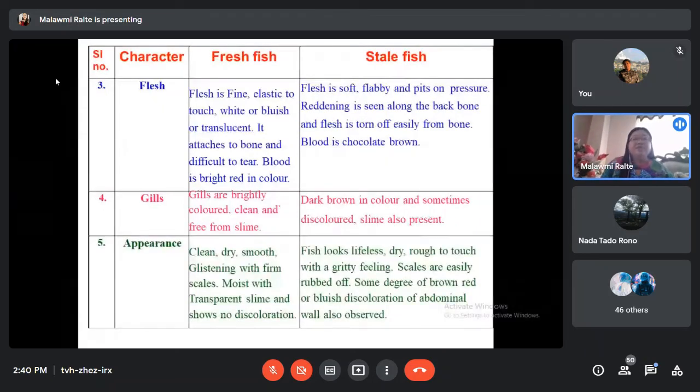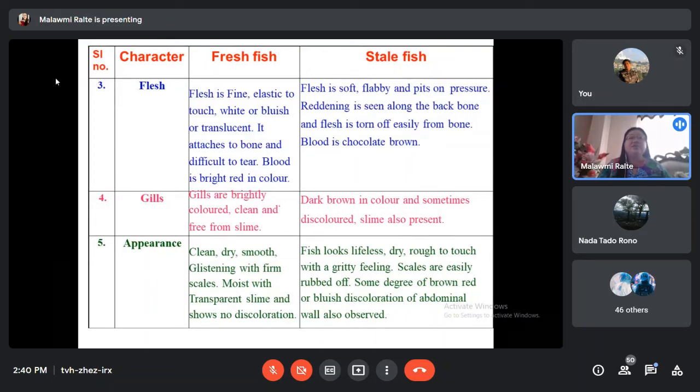Then the third one is the flesh. So how does it look? The flesh is firm, elastic to touch, white to bluish or translucent, and it attaches to the bone and is difficult to tear in the case of fresh fish, and the blood is bright red in color.